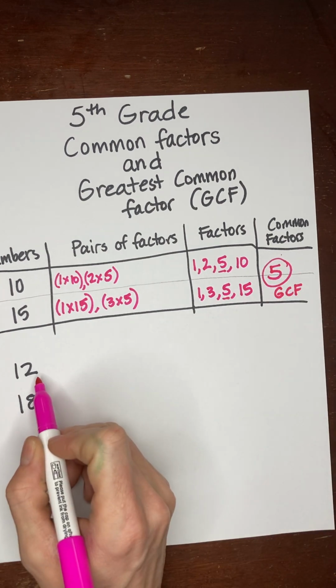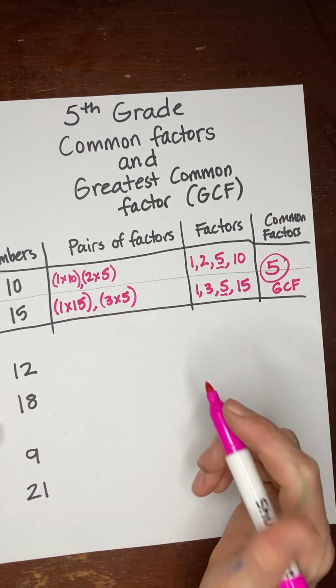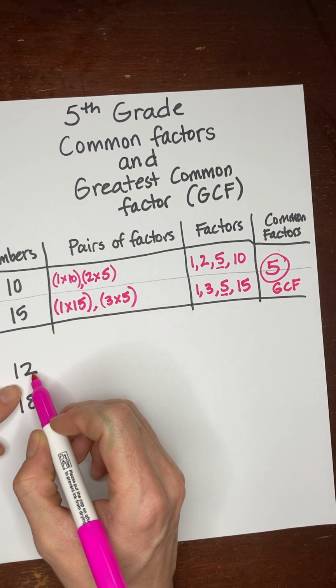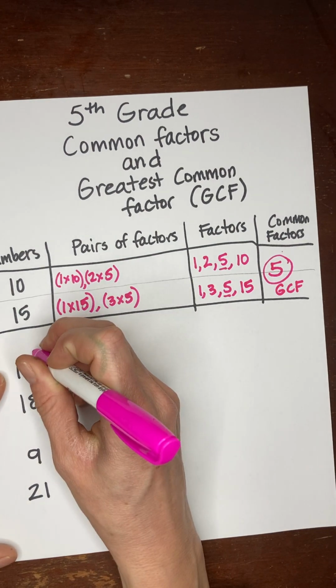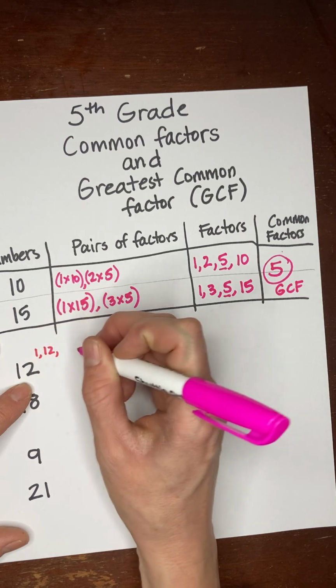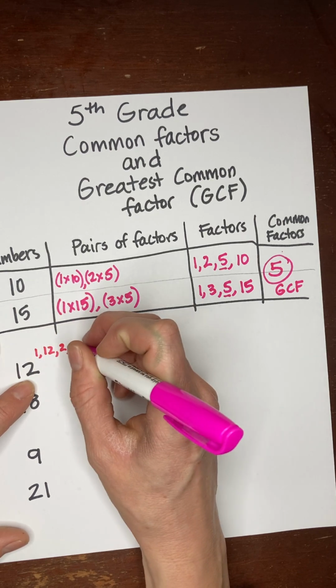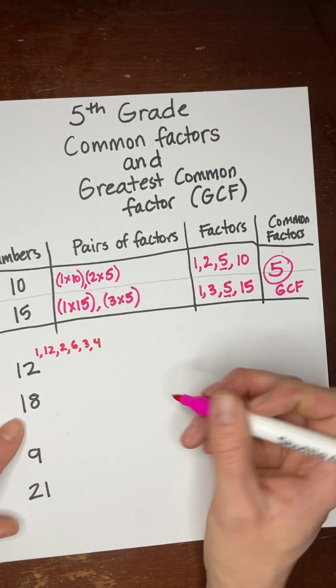All right, so let's see if we can do this a little bit shorter because this is kind of cumbersome. It's a lot of work. So what I'm going to think about is what numbers multiplied make 12, and I'm going to write them down with a comma in between. So 12, we've got 1 and 12, then we have 2 and 6, and we have 3 and 4.